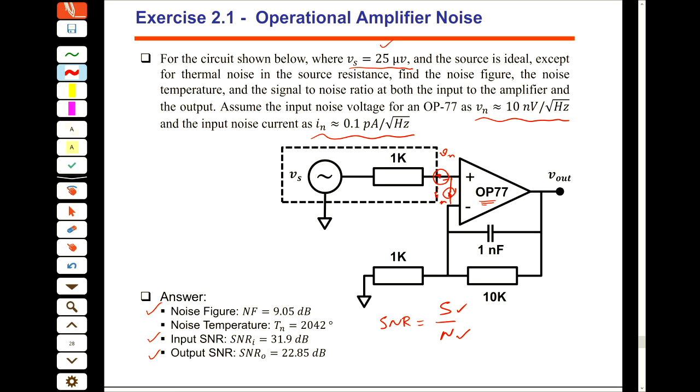So the Vn, which one? Cross by noise. So this is the input noise. This is the noise which comes from my source. Okay? So I calculate the noise of this resistor, 4kTBR, and done. So SNR at the input is easy.